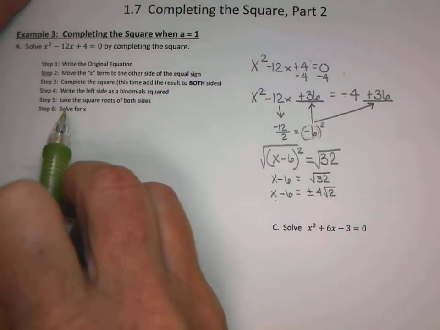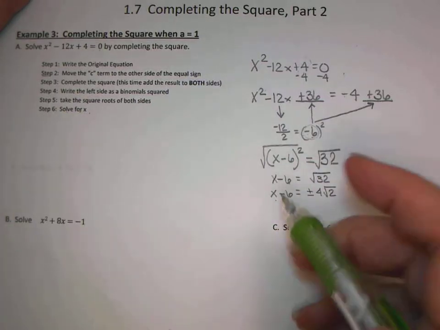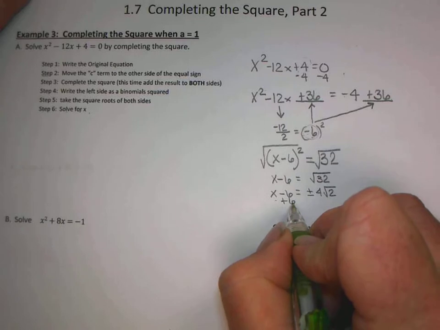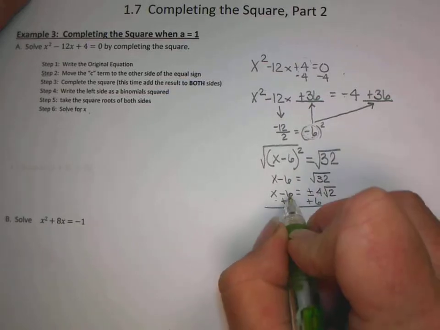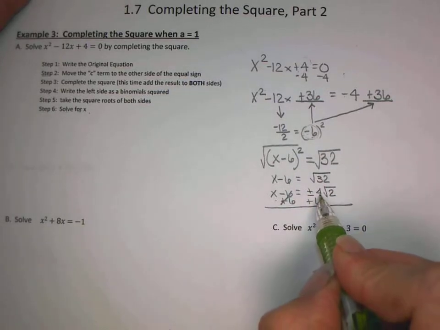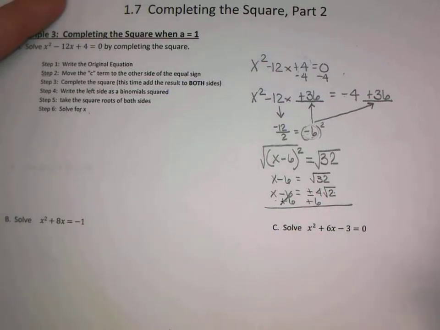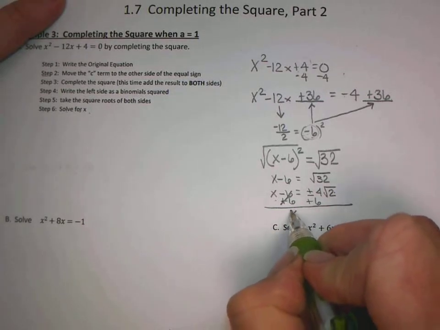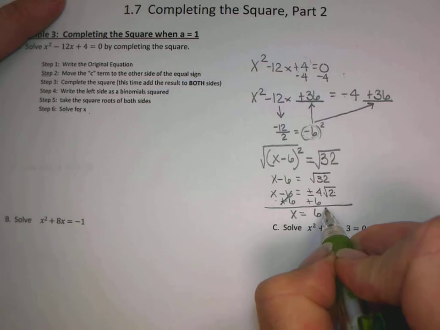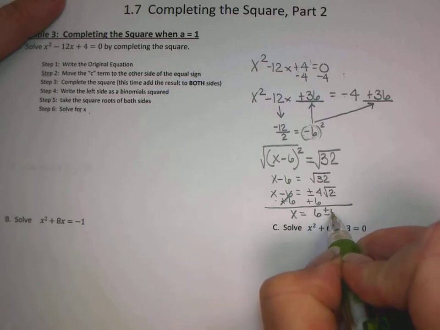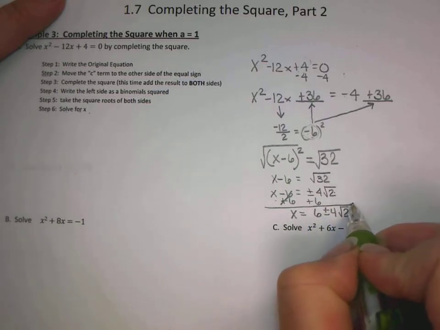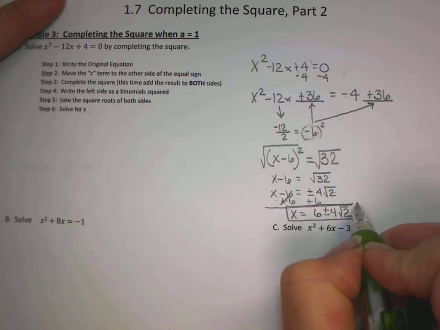But remember, your ultimate goal here is to solve for x. So we are going to add 6 to both sides. Now, this 6 cannot combine with the 4 radical 2 because it is not the same thing. So you have x equals 6 plus or minus 4 square roots of 2. And that's going to be your final answer right there.